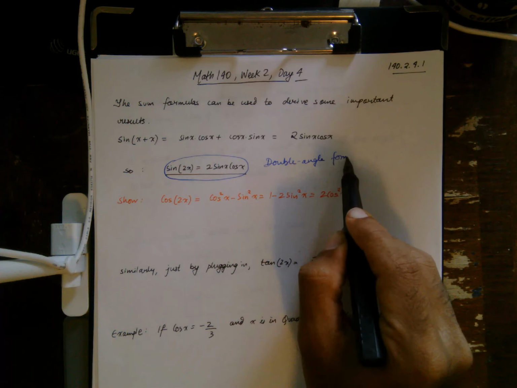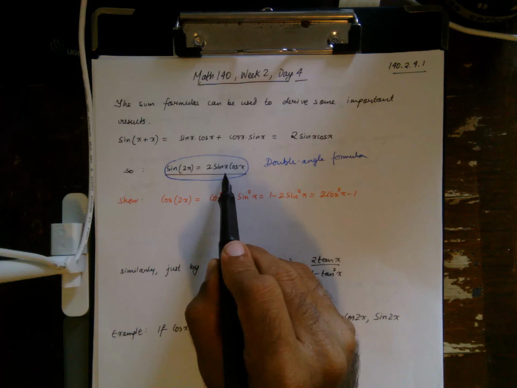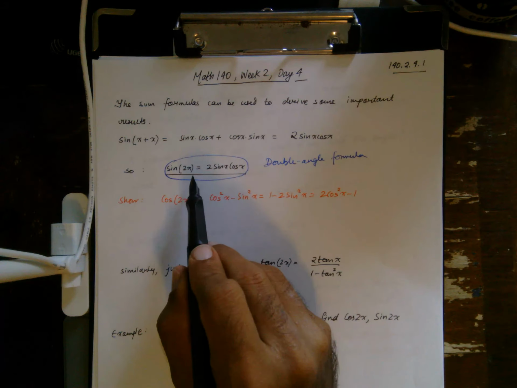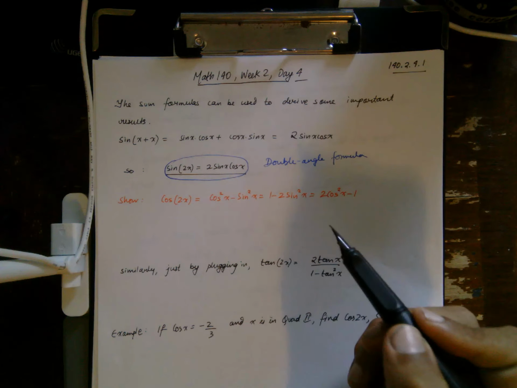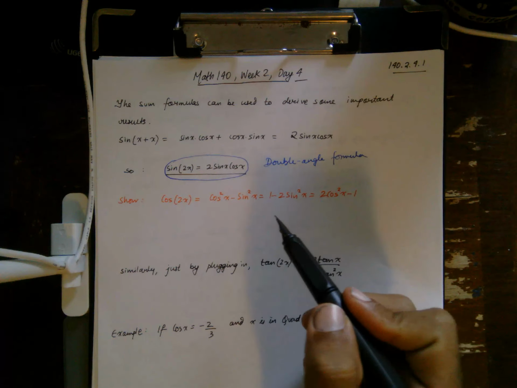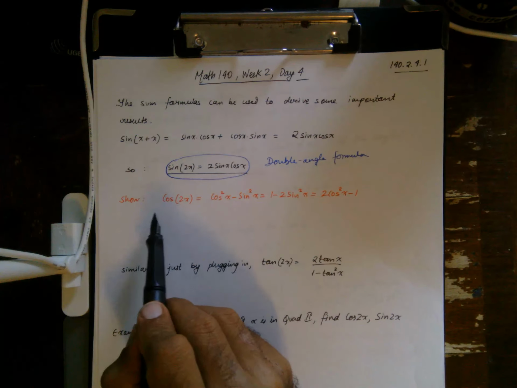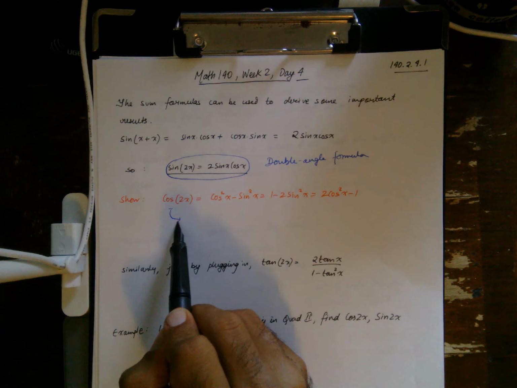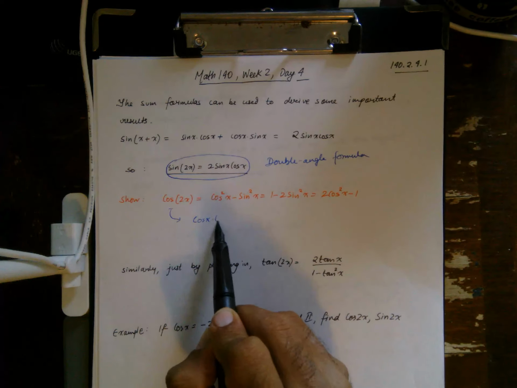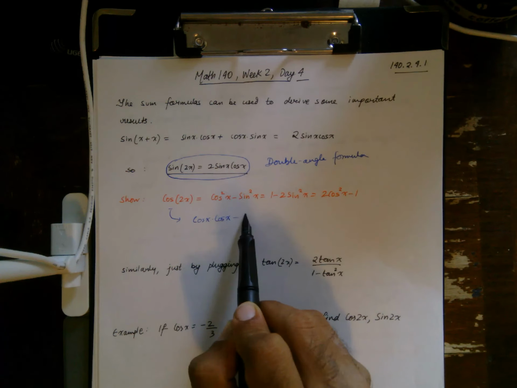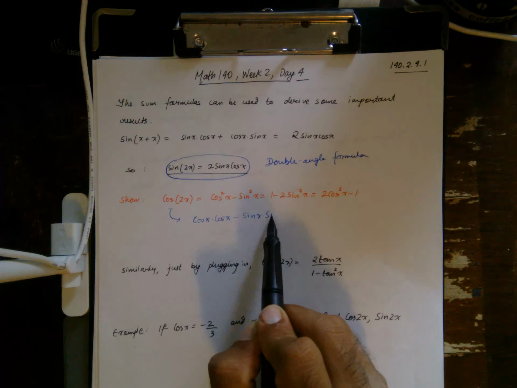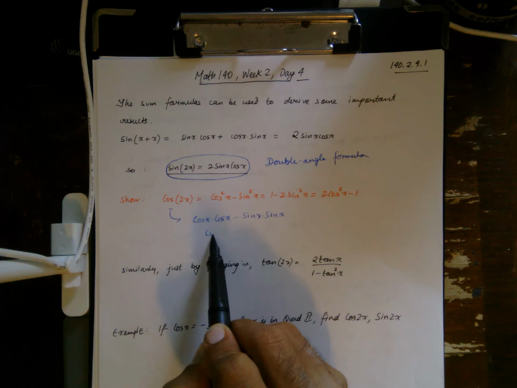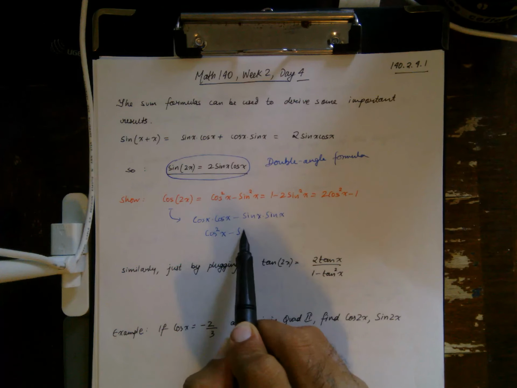What does that mean? That means that if I have values for sine of x, I can find the value for sine of 2x. So like if I know sine of 10 degrees, I can find sine of 20 degrees. Show that this is true. Well, just apply it to the result. This is cosine A cosine B minus sine A sine B, which is cosine squared minus sine squared.